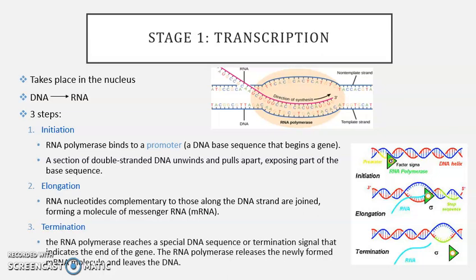The second step is elongation, where RNA nucleotides complementary to those along the DNA strand are joined, forming a molecule of messenger RNA, also known as mRNA. The last step in this stage is termination. In this step, the RNA polymerase reaches a special DNA sequence or termination signal, indicating the end of the gene. The RNA polymerase releases the newly formed mRNA molecule and leaves the DNA.